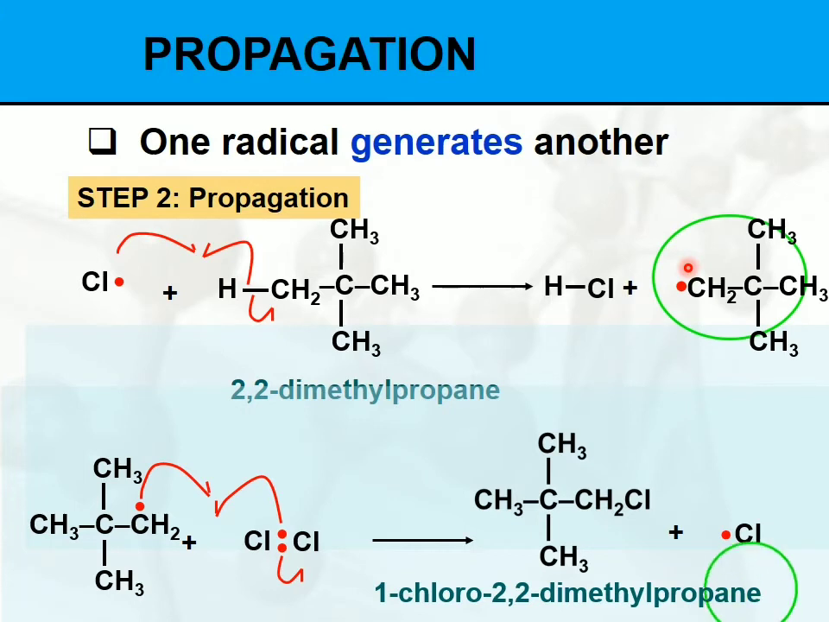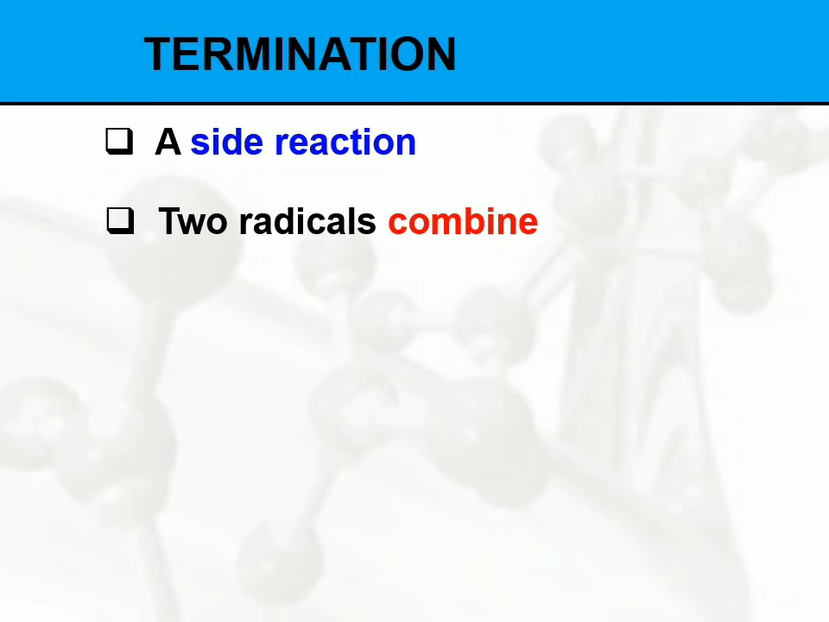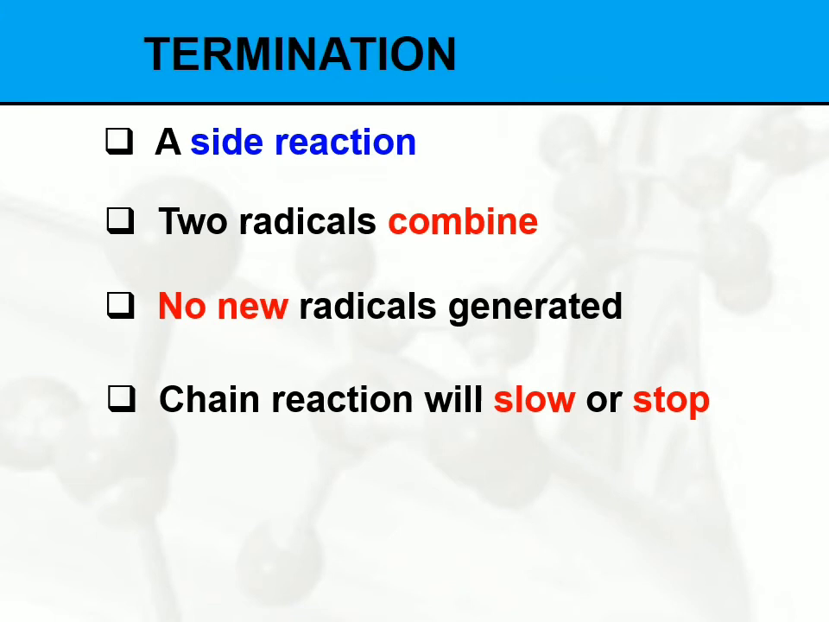The free radicals from propagation will be carried forward to termination, where termination happens when the free radicals meet each other. Termination is step 3, and there are three equations involved. In termination, two radicals combine, so no new free radical is generated and the chain reaction will slow or stop.